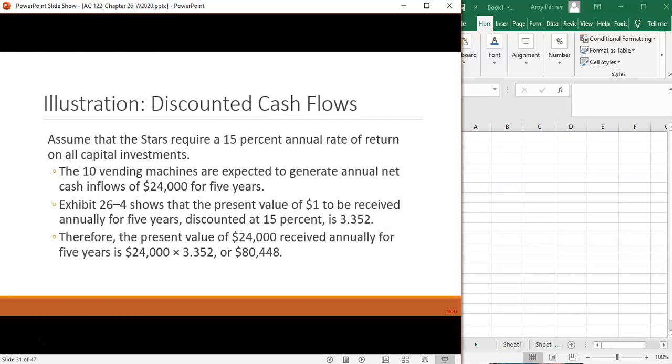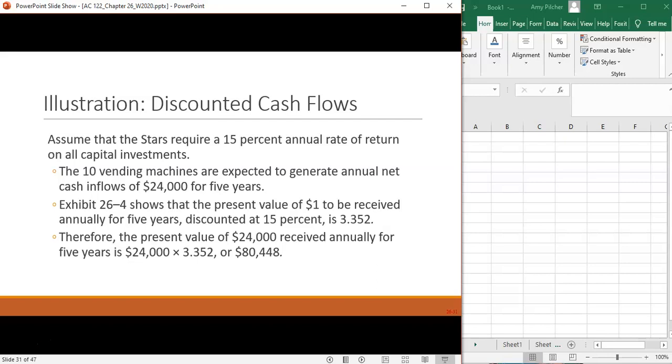So we're going to look at this example. We're back to the baseball team that we've been talking about for the entire chapter. They have a required rate of return of 15%. They're looking at these 10 vending machines. They're expecting net cash inflows of $24,000 a year for 5 years.